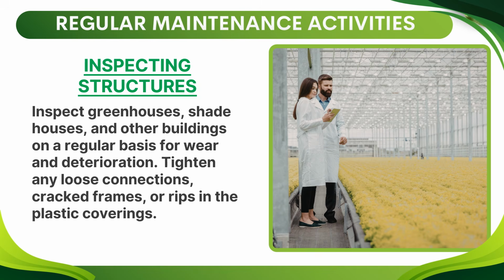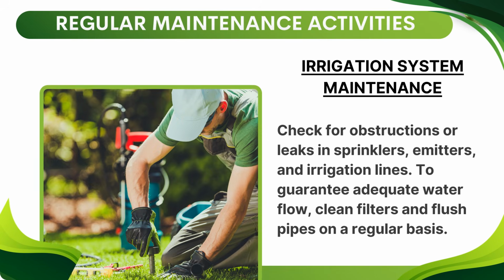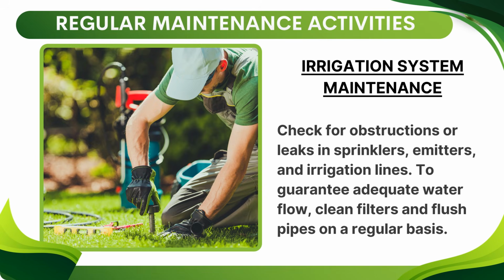1. Inspecting structures. Inspect greenhouses, shade houses, and other buildings on a regular basis for wear and deterioration. Tighten any loose connections, cracked frames, or rips in the plastic coverings. 2. Irrigation system maintenance. Check for obstructions or leaks in sprinklers, emitters, and irrigation lines. To guarantee adequate water flow, clean filters and flush pipes on a regular basis.